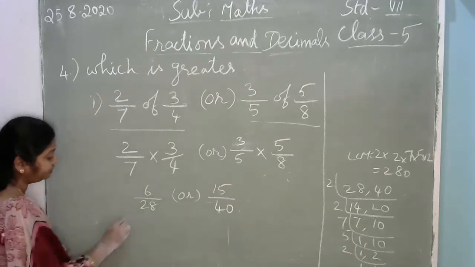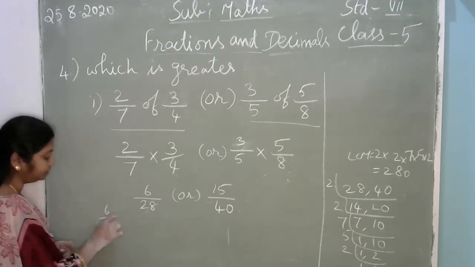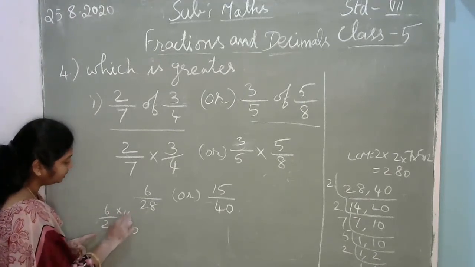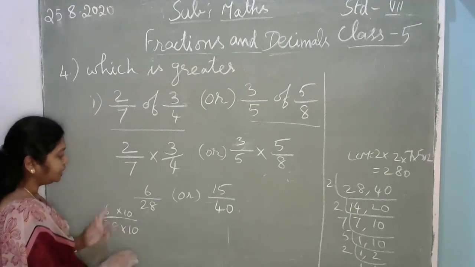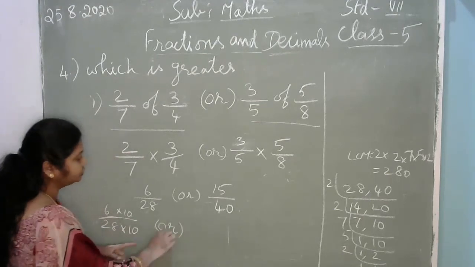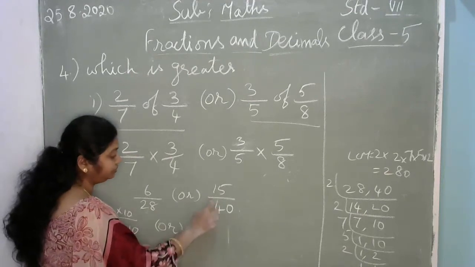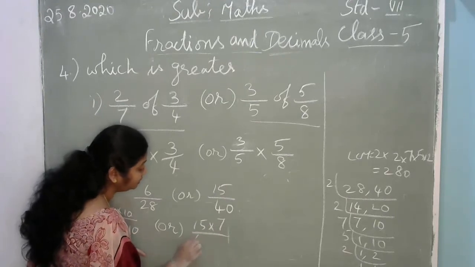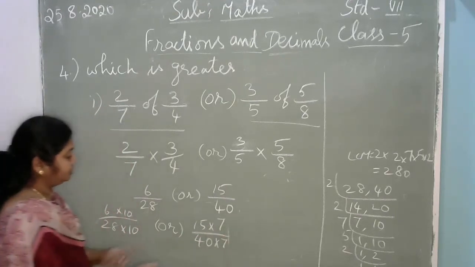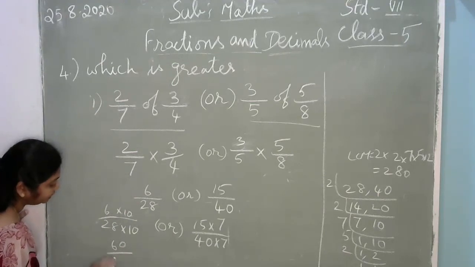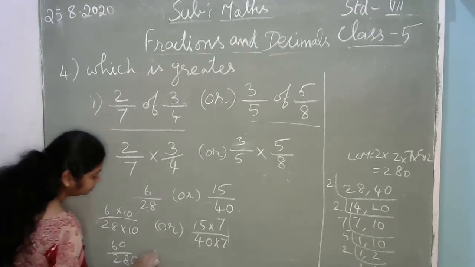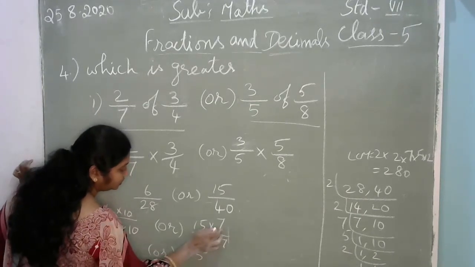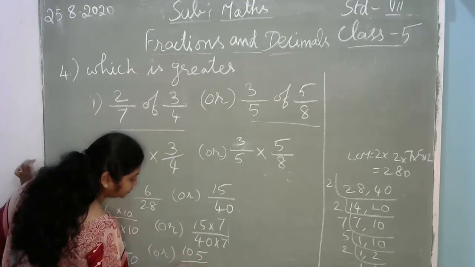280. So take the first fraction, 6 by 28. You have to make the denominator 280. So if you multiply by 10, you will get 280. Okay. And the next one, or: this one you have to make the denominator 280. So 15 divided by 40, you have to multiply by 7. So on this side you get 60 divided by 280, and on this side, 5 7s are 35, 105 divided by 280.